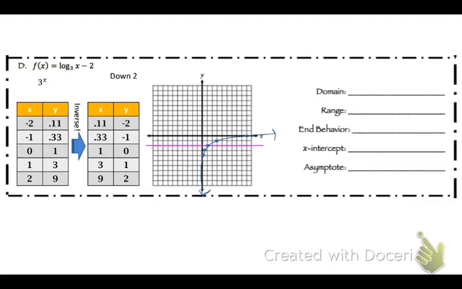Now my domain is the x values. So that's x is greater than 0. Range is the y values. So that's all real numbers. And behavior, as x goes to 0, f of x goes to negative infinity. And as x goes to infinity, f of x goes to infinity. X-intercept is at 9, 0. And my asymptote is x equals 0.